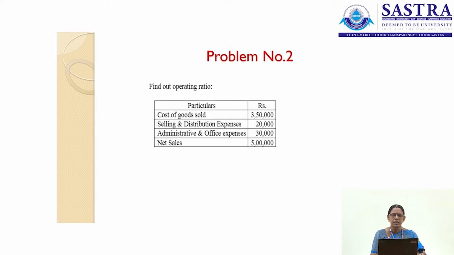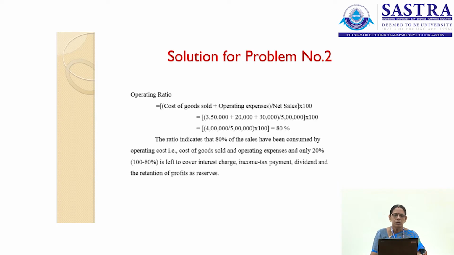Cost of goods sold is 3,50,000, selling and distribution expenses 20,000, administrative and office expenses 30,000, net sales is 5 lakhs. So whenever we are going to take operating ratio, we are going to take out what are all the operating expenses. Operating expenses include cost of goods sold, office and administration, selling and distribution. See, operating expenses we take 20,000, 30,000 and 3,50,000 divided by your net sales into 100. So 80% is your operating ratio.